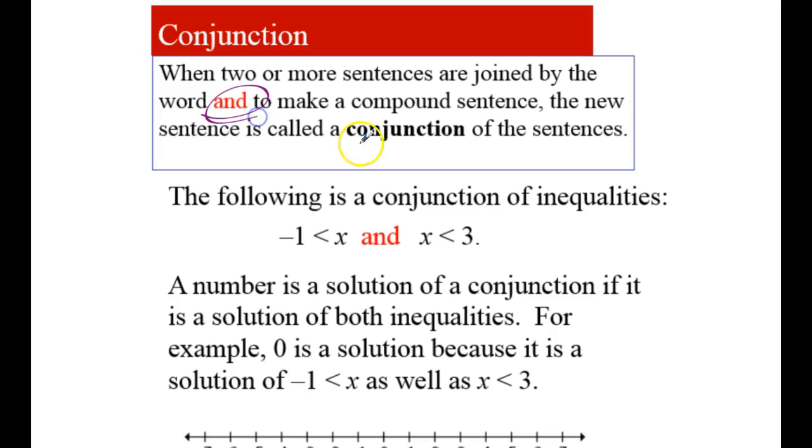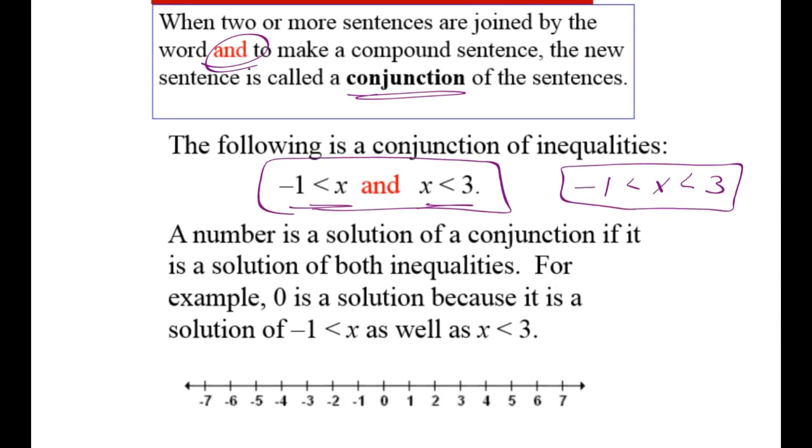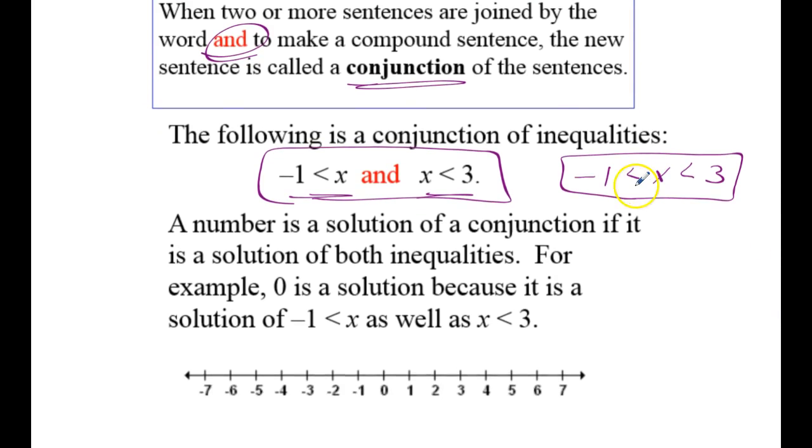So and is a conjunction statement, and we can join these two statements with this word and. Nine times out of 10, I can also write it by putting the lower number on the left and using less than signs. So I believe this statement would be the exact equivalent of this statement. And again, you can see that it's a between statement. So that's exactly what we want.